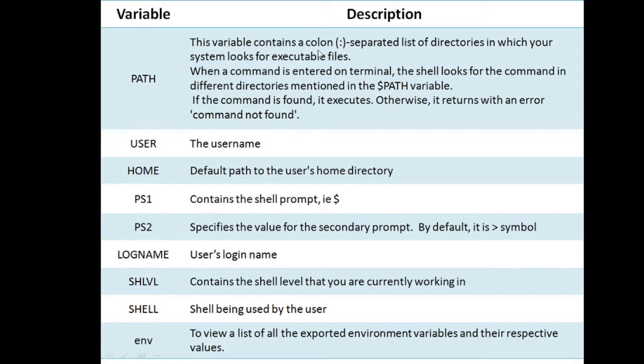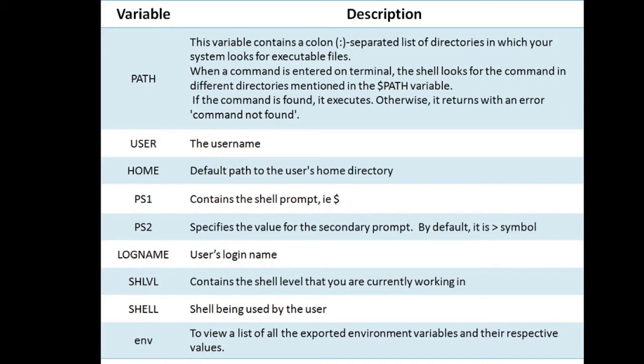PATH contains a colon separated list of directories in which your system looks for executable files. Suppose I give a command, for example ls. The ls command has a binary. It is stored somewhere, for example in /bin. So the system must know where to look for the executable files. This information is given in the variable called PATH. So when a command is entered on the terminal, the shell looks for the command in the different directories mentioned in the $PATH variable. If the command is found, it executes. Otherwise, it returns with an error, command not found.